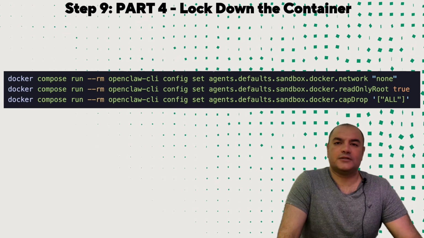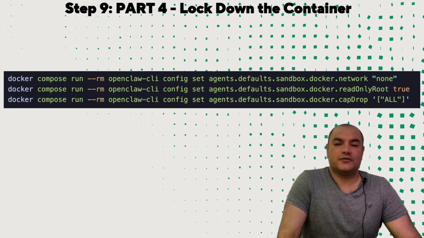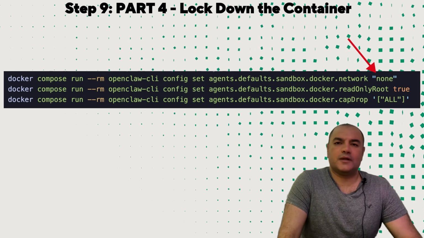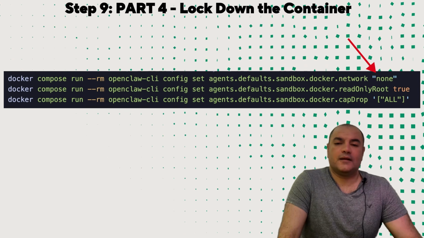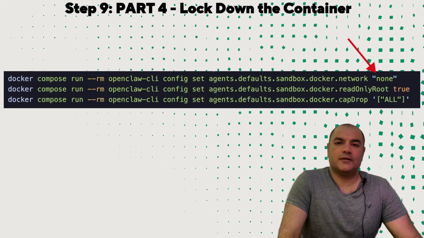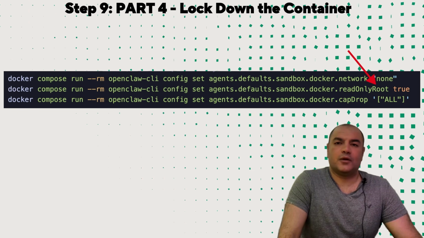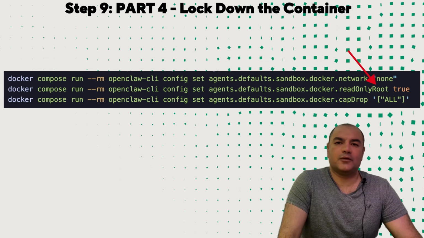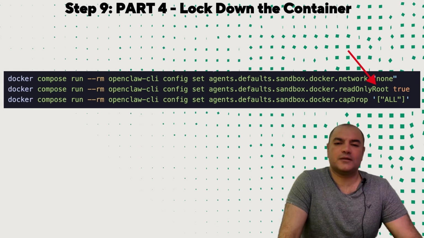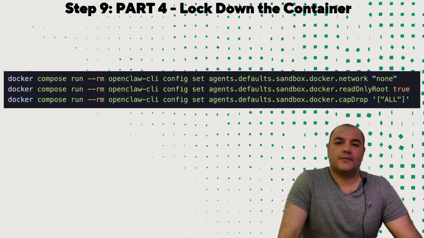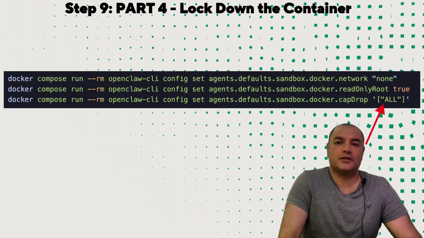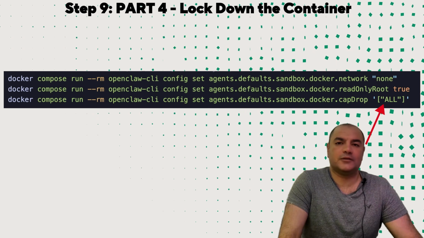Why three commands? Each one locks down a different attack vector. Network: none. The sandbox has no internet access. If an attacker tries to download malware or send your data somewhere, it fails. Read-only root: true. The sandbox's file system is read-only. If an attacker tries to install persistent malware, it fails. Cap drop: all. Drops all Linux capabilities. The sandbox can't do anything privileged.